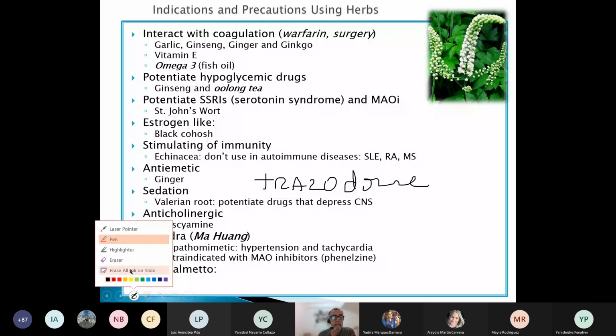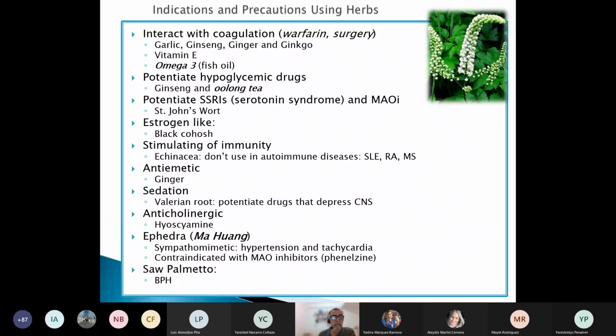The other one is this anticholinergic called hyoscyamine, that is anticholinergic. You know that anticholinergic medication produces dilation of the pupil, dry mouth, constipation, urinary retention. And in older people, anticholinergic medication can produce delirium, so altered mental status.